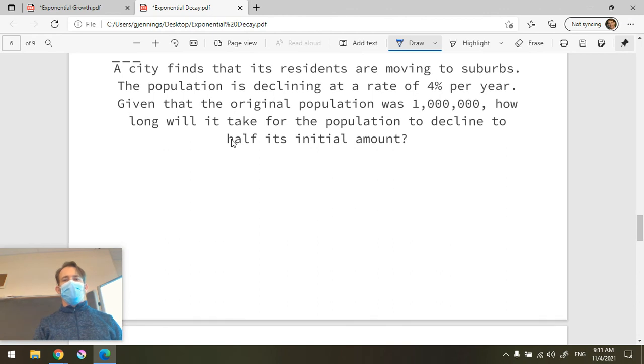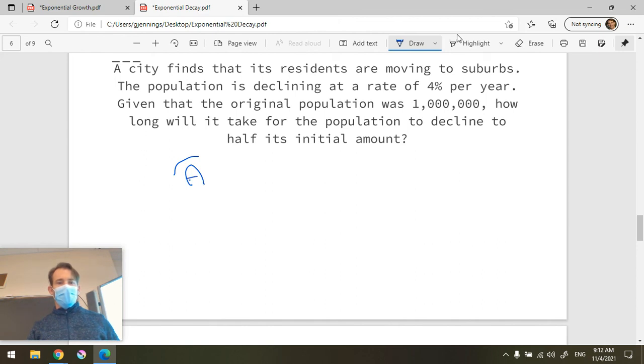A city finds that its residents are moving to the suburbs. The population is declining at a rate of 4% per year. Given that the original population was a million, how long will it take for the population to decline to half its initial amount? So in this one, I don't actually need to set up the whole equation in the same way, but I might as well.